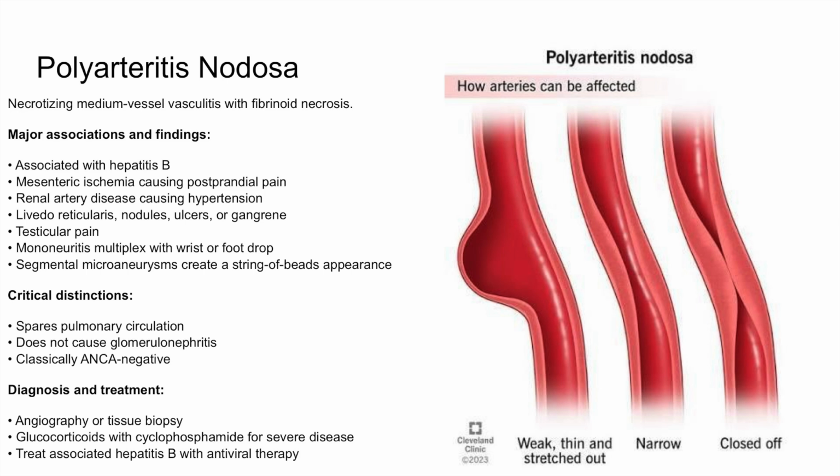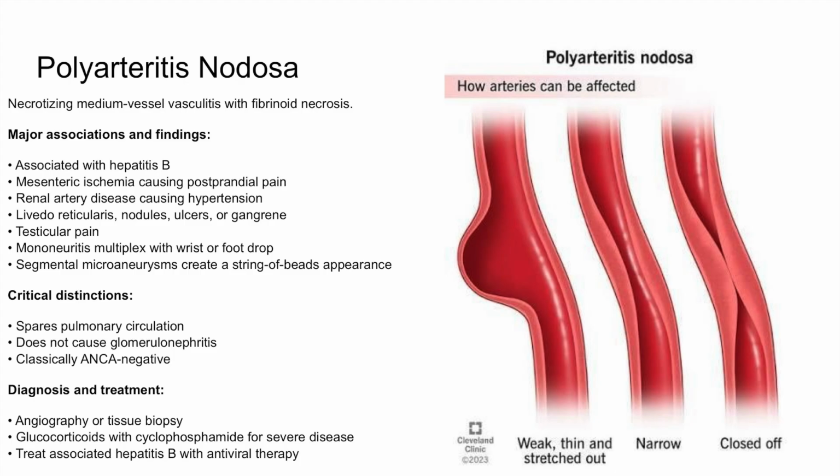Segmental arterial weakening and narrowing create microaneurysms and a string of beads appearance on the angiography. A critical distinction is that PAN spares the pulmonary circulation and affects renal arteries rather than glomeruli. I'm so sorry, guys. So it does not cause glomerulonephritis.